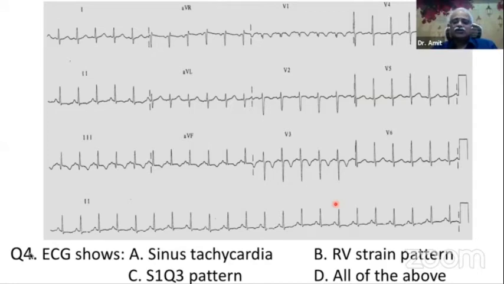So Dr. Gupta, what is your impression on the ECG? I think, Dr. Amit, you have shown everything on this ECG. Patient has got sinus tachycardia. Patient has got S1Q3 pattern. And you have shown that there are inverted T waves from V1 to V3, showing the RV strain pattern. So this ECG has got all of the above, all the three features are there.